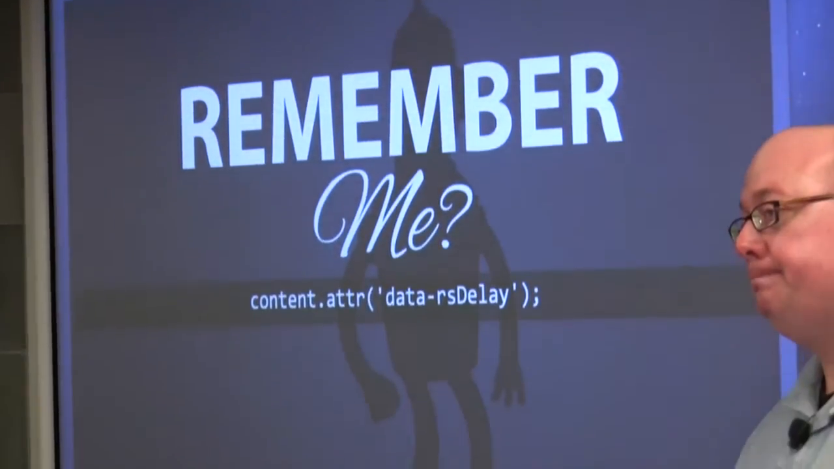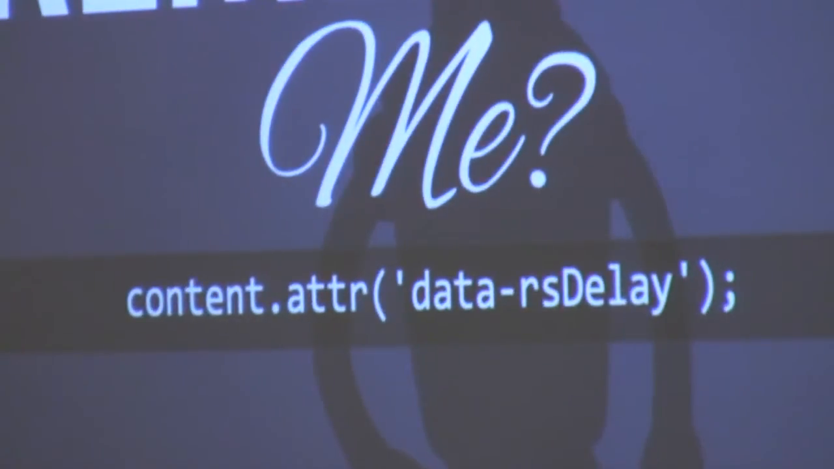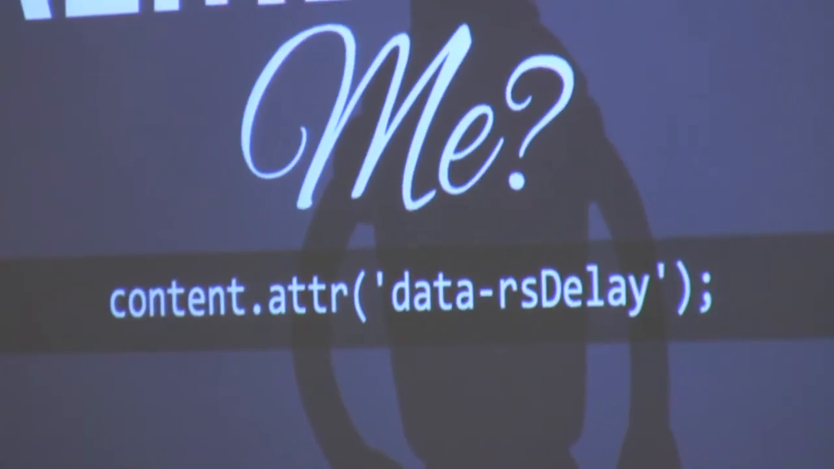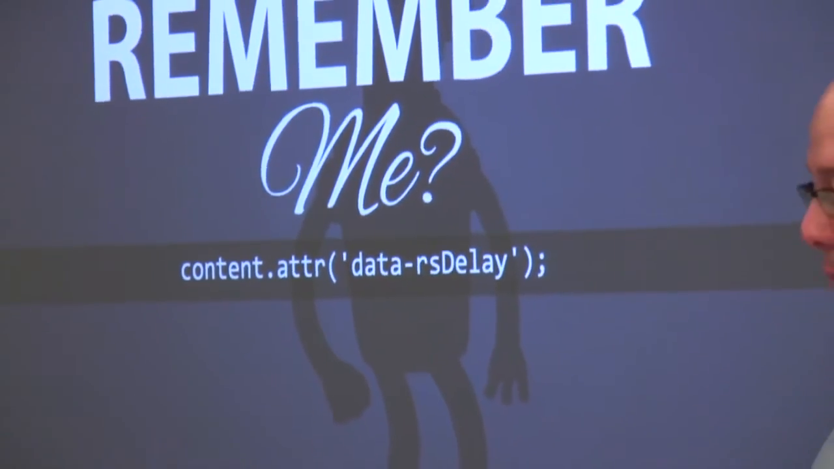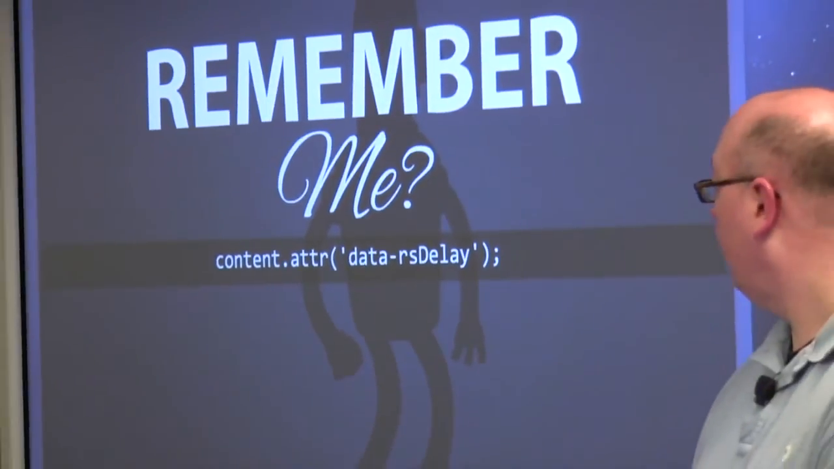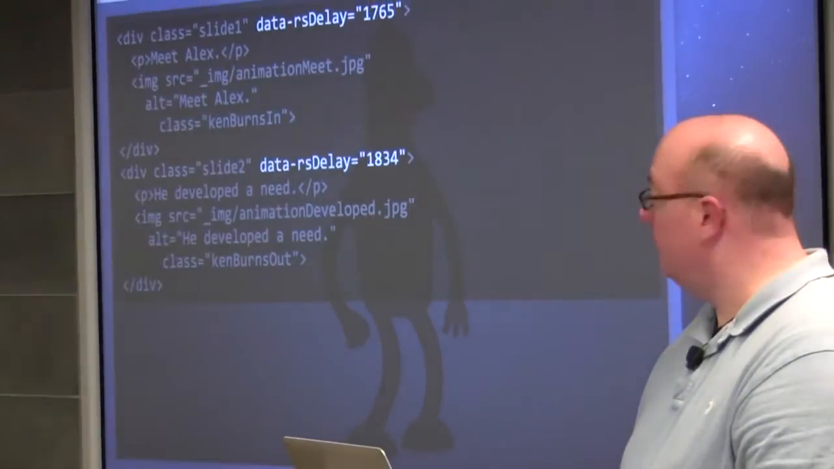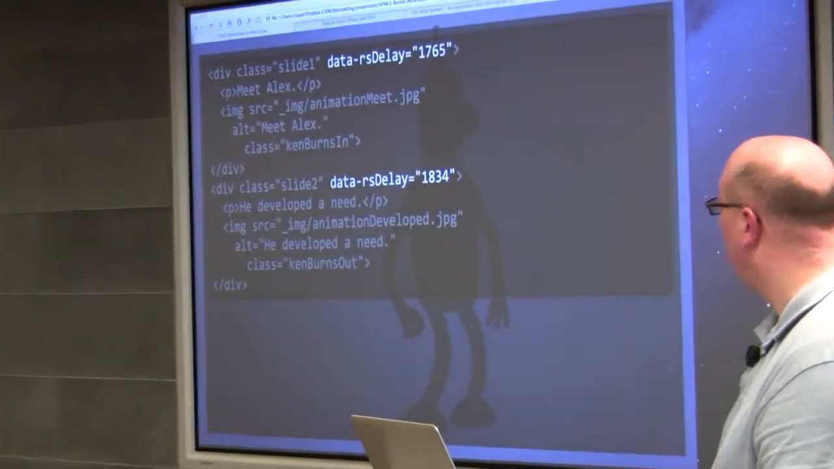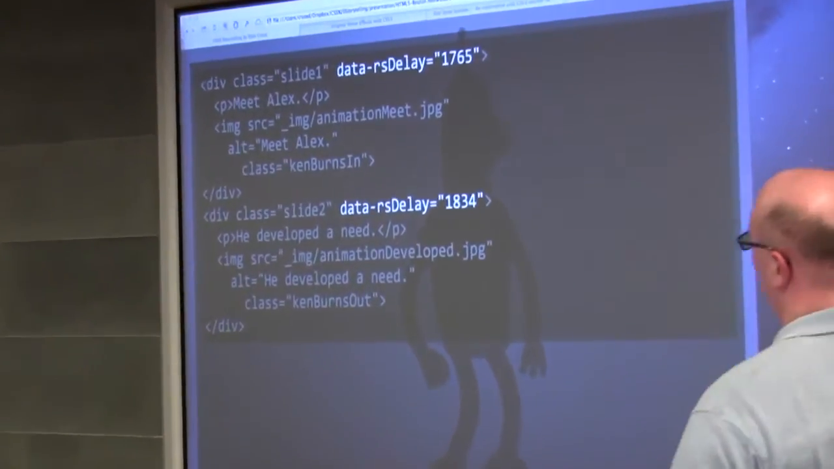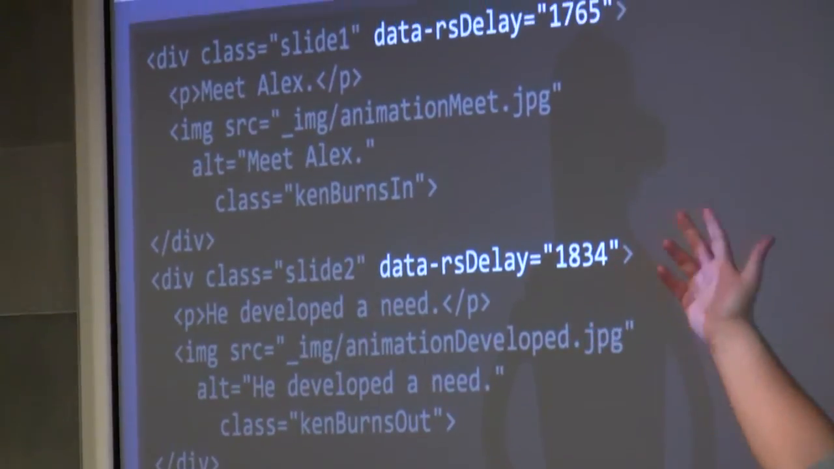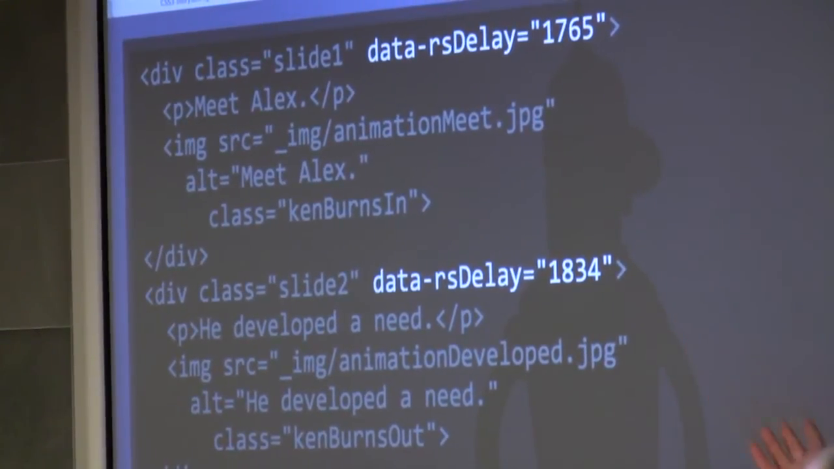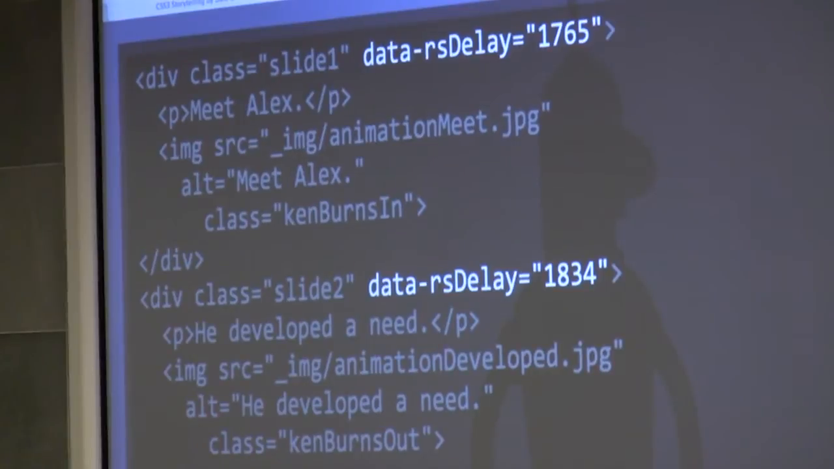Remember this guy from earlier? It's the thing from the autoplay.js file. I said, pay attention to that. Well, what we're going to do is incorporate that into our markup. So here you've seen each of our divs now has this data-rs-delay and a value. What the heck is that?